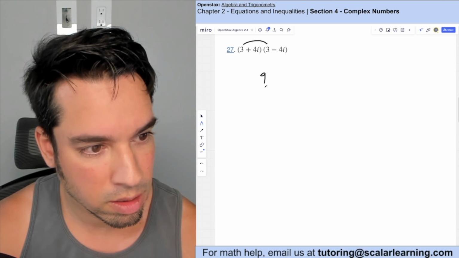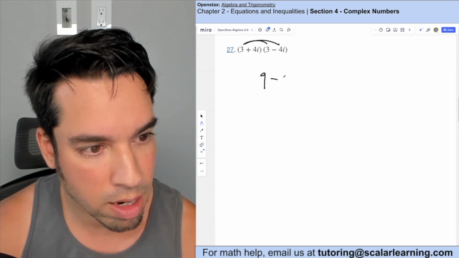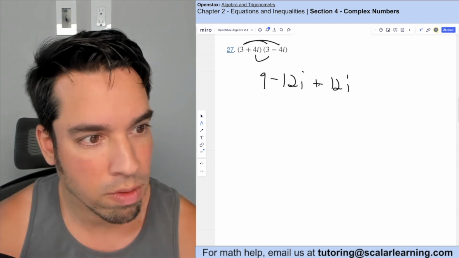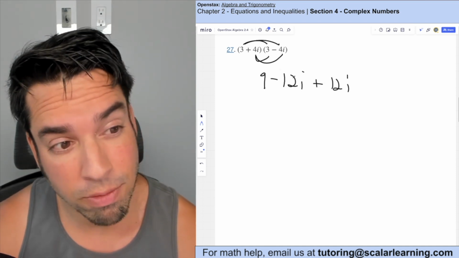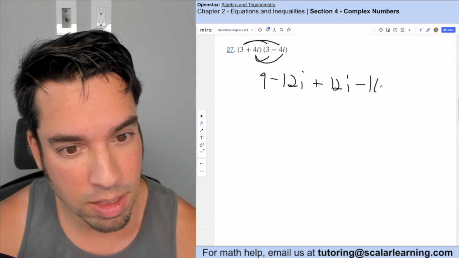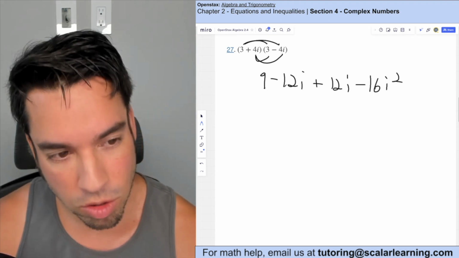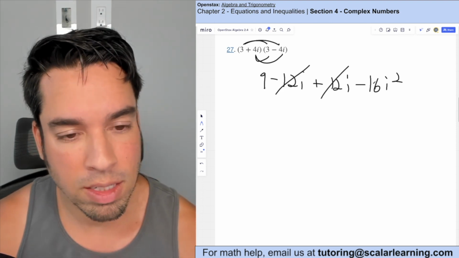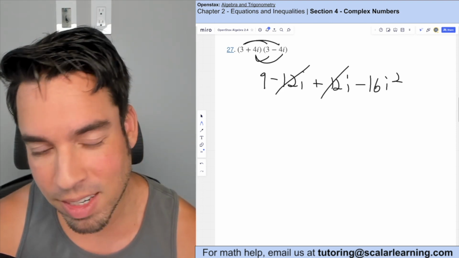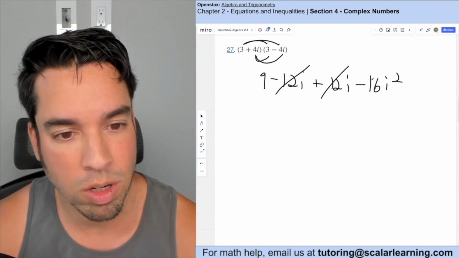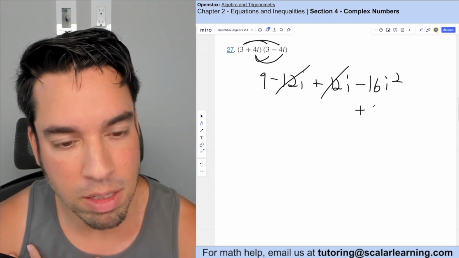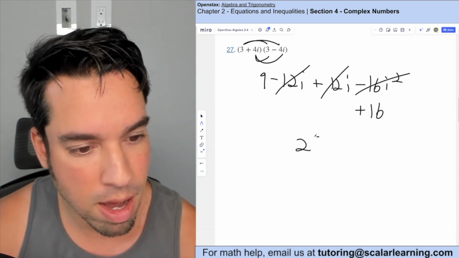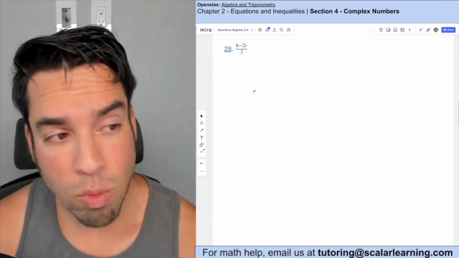Once again, we're going to FOIL here. 3 times 3 is 9. 3 times -4i is -12i. 4i times 3 is +12i. And 4i times -4i is -16i squared. Now, notice the -12i and +12i, they're opposite, so they cancel out. And then that's a -16i squared, or -16 times -1. That's what i squared is. So this just becomes a +16. And then 9 plus 16 is 25. Boom.